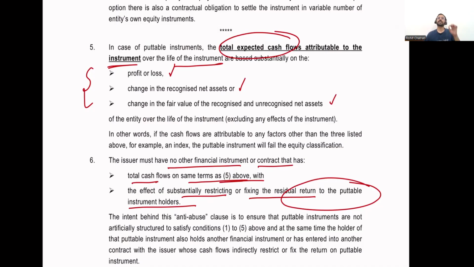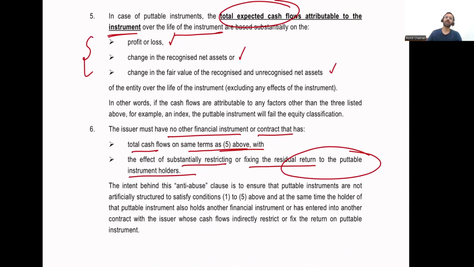And condition 6 is that there cannot be any other financial instrument where the cash flows are driven by the profit or loss, because the existence of such an instrument would basically mean that it is restricting the return of the normal unit holders. It is restricting the return that the puttable instrument holders will earn, which implies indirectly that the puttable instruments are not completely exposed to the profits or losses of the entity, and hence they cannot be classified as equity, and they will be classified as liability.